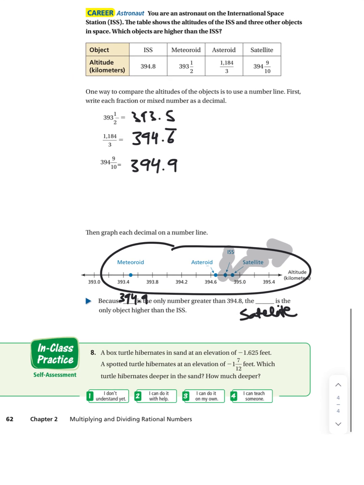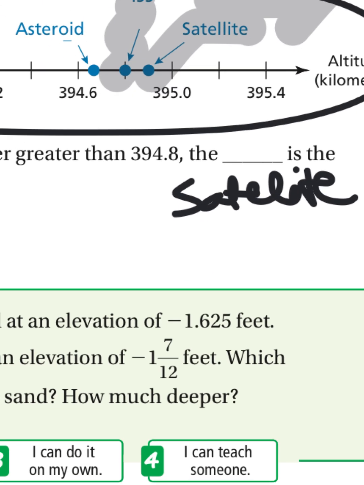All right, this one at the bottom, I want you to read and see if you can try it by yourself, and then play the video back to see if you got it right. Okay, a box turtle hibernates in sand at an elevation of negative 1.625 feet. So between negative 1 foot and negative 2 feet. 1 to 2 feet under sand. A spotted turtle hibernates at an elevation of negative 1 7/12 feet. Which turtle hibernates deeper in the sand? How much deeper? So to answer this, we need to make 1 7/12 a decimal.